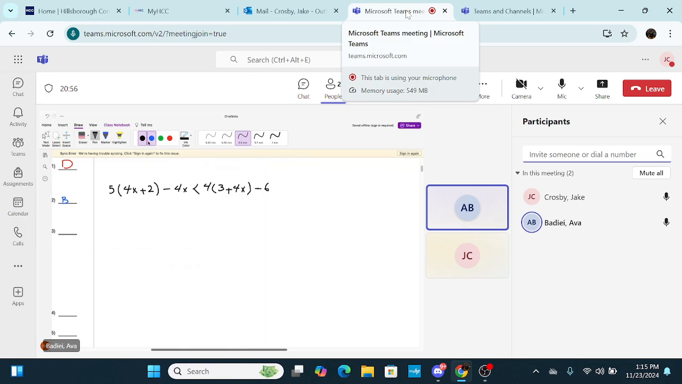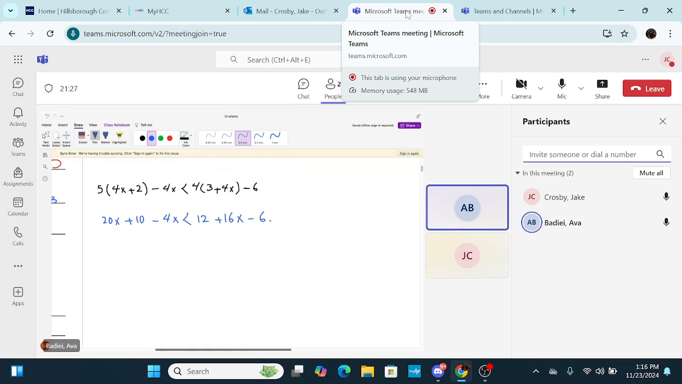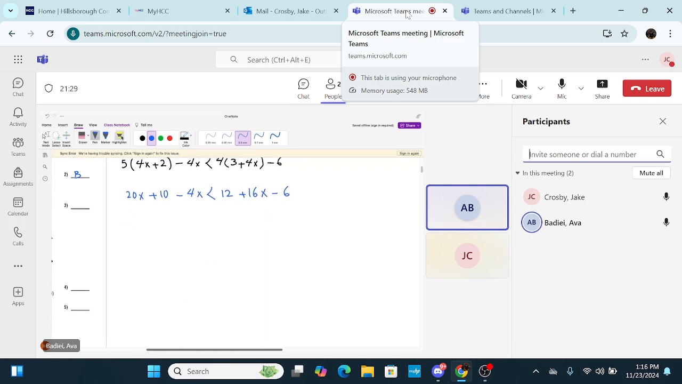Distributing. All right, if I distribute, what should I write? 20x plus 10. That's it. So 20x plus 10 minus 4x is less than 12 plus 16x minus 6. You combine like terms.